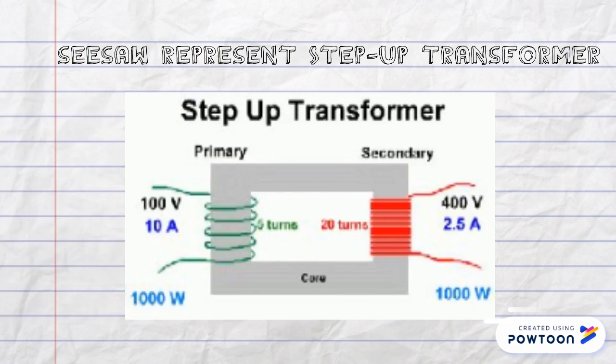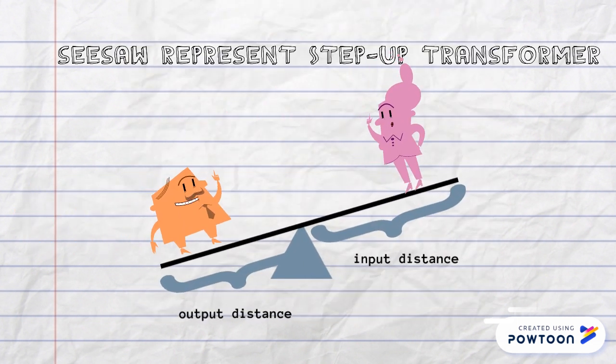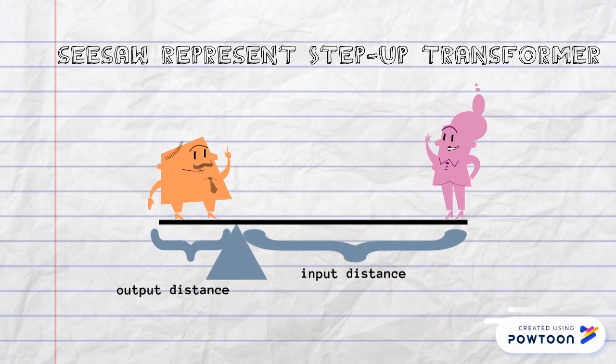In a step-up transformer, the input voltage should be lower than the output voltage, and the input current should be bigger than the output current. While in a seesaw system, the input distance is bigger than the output distance, and the input force is less than the output force, as shown.